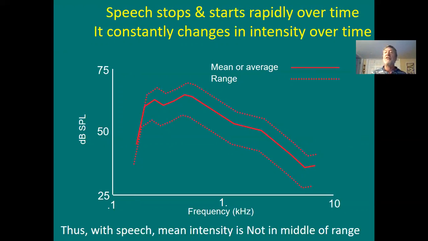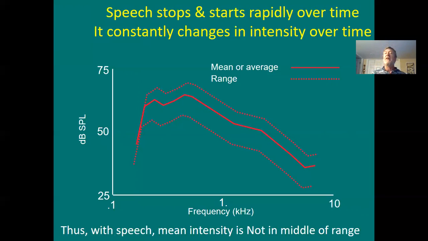Unlike the noise of a fan or the noise of an air conditioner, the intensity of speech rapidly fluctuates. And anytime you have a sound where the intensity rapidly fluctuates over time, your average is not going to be in the center of your loudness range. If this was a fan or an air conditioner, the average would be sitting right in the middle. But with speech, it ain't.